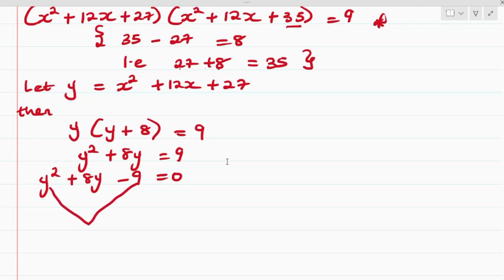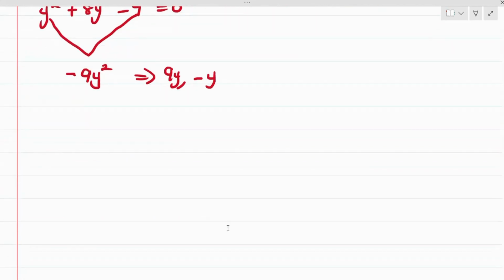So let's factor this. If we multiply, we have minus 9y squared. The two numbers that come to mind, which when multiplied give us minus 9y squared and when added give us 8y, are 9y and negative y. Applying this, we have y squared plus, in place of 8y, we put 9y minus y minus 9, and this is equal to 0.